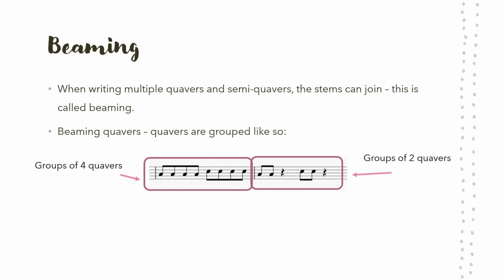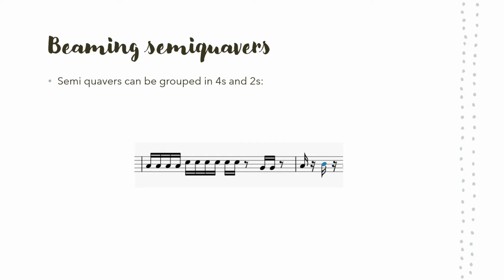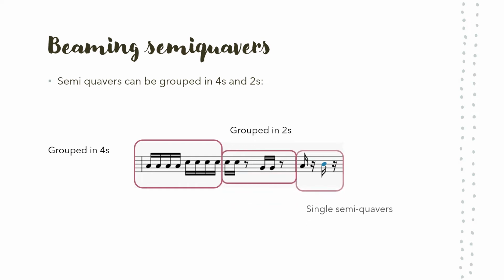And if you're going to group 2 quavers, this is how they would look. And this is just the same rhythms, just on different lines, so you can see stems going up and down and different groups. Beaming semiquavers is a similar thing, but you have 2 flags going through. So here you can see semiquavers grouped in 4s. Here they're grouped in 2s. And this is what they look like as singles, just in case you wanted to see that.